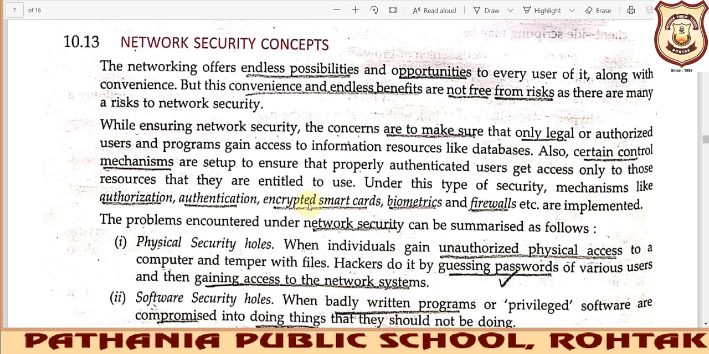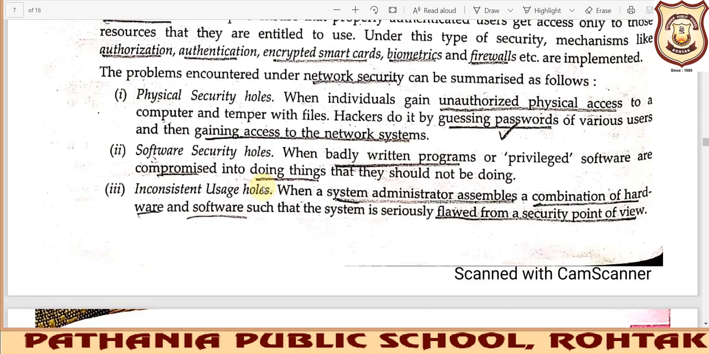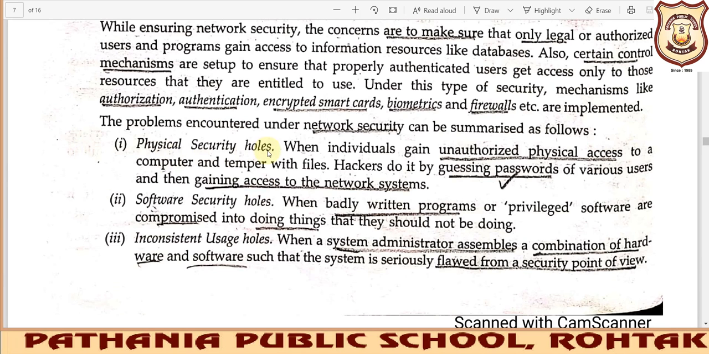So what are the various problems that are encountered under network security? First is the physical security holes, like unauthorized physical access to the computer. Somebody is getting access to your files inside your computer. Somebody is trying to hack your password. Such types of problems come under physical security holes. The next type of problems are related to your software. The software security holes are about the written programs or the privileged software that are compromised into doing things. When you do certain things, your privileges or the software are compromised.